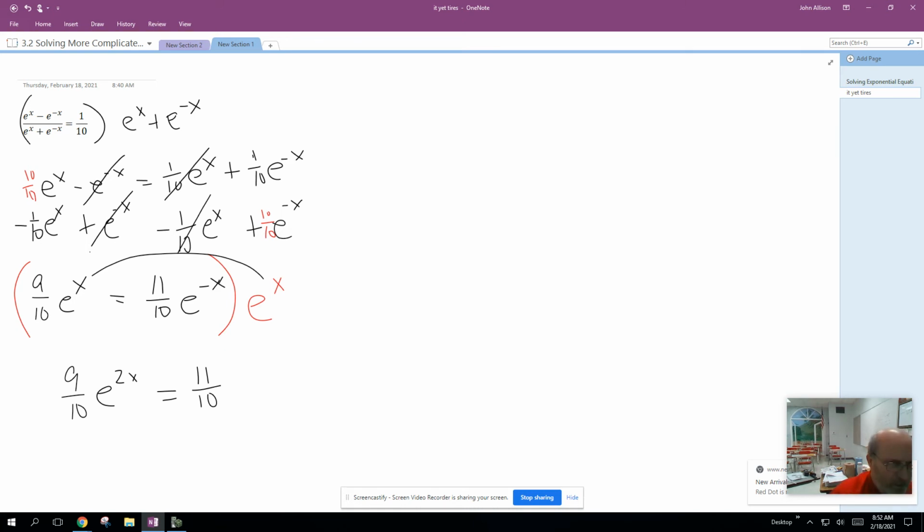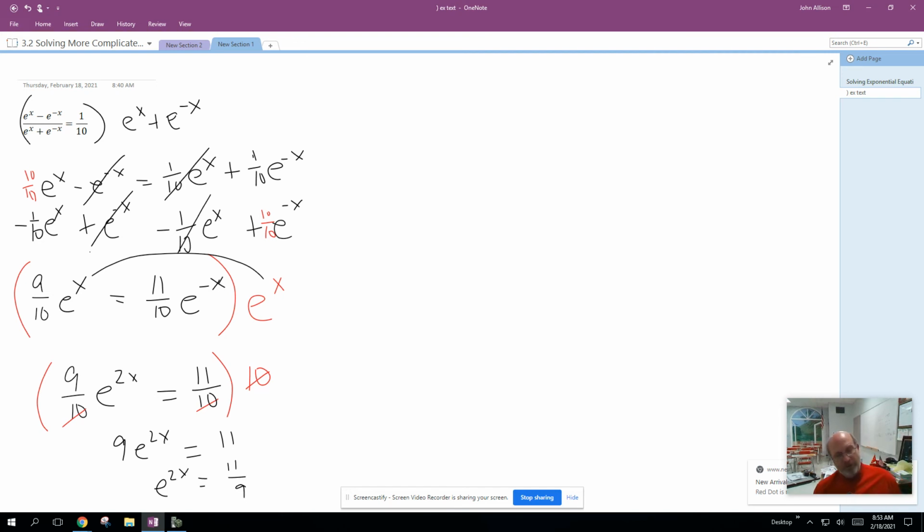Now I've got tenths on both sides of my equation. If I multiply both sides by 10, that's going to cancel the denominator here, cancel the denominator here, and I'll just end up with the equation 9 times e to the 2x equals 11. Oops, sorry, I was trying to do 2 steps at once there, getting ahead of myself. So I divide both sides by 9, and I get e to the 2x equals 11/9.